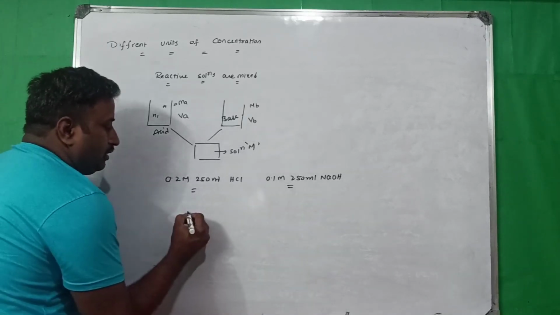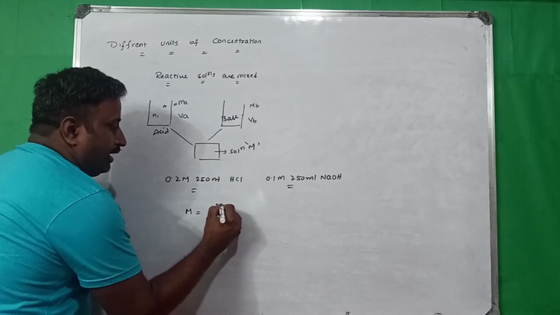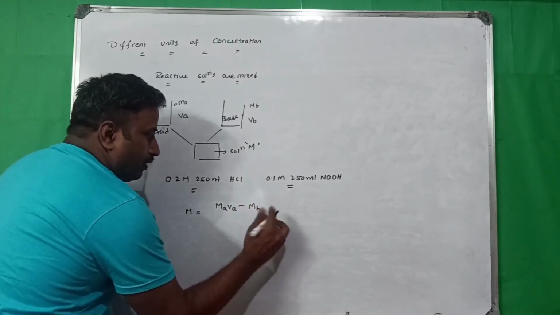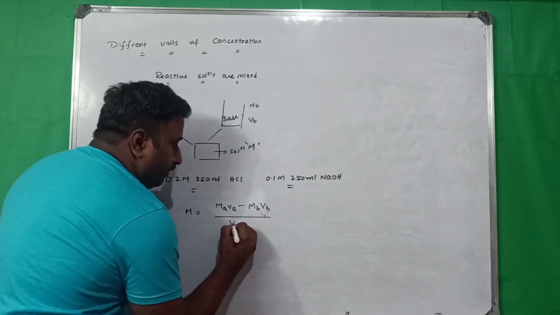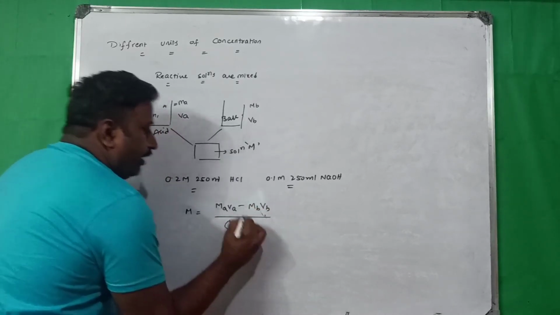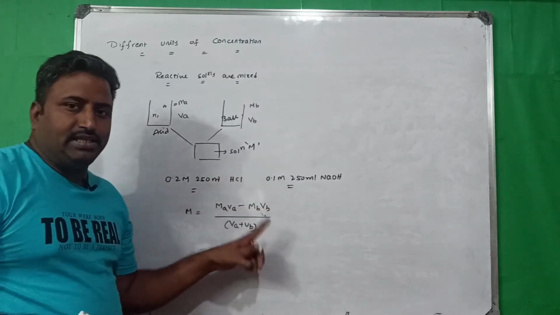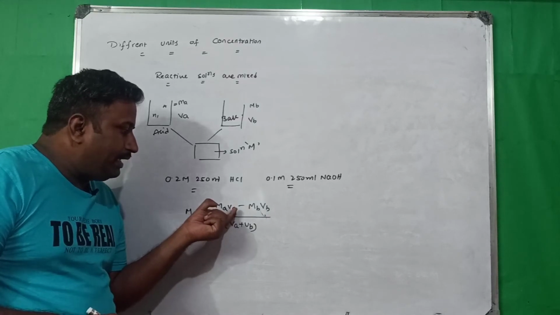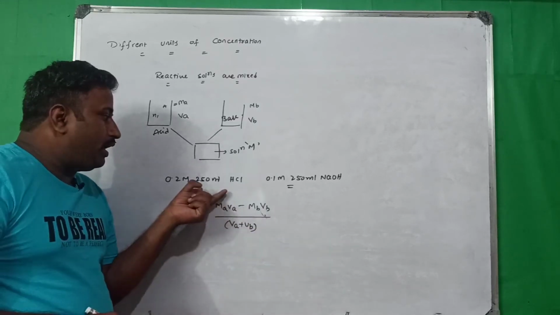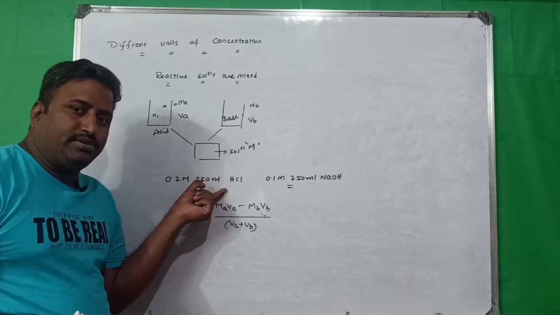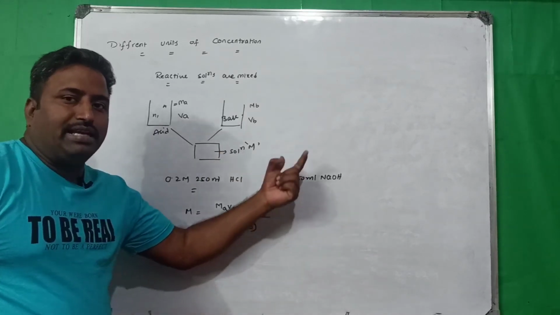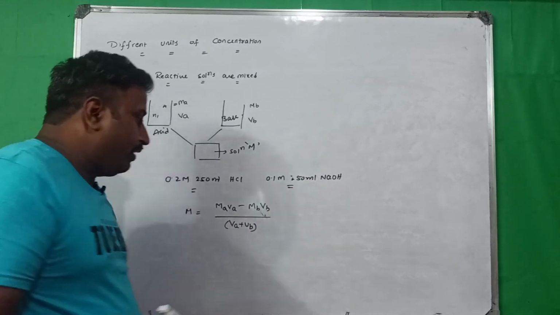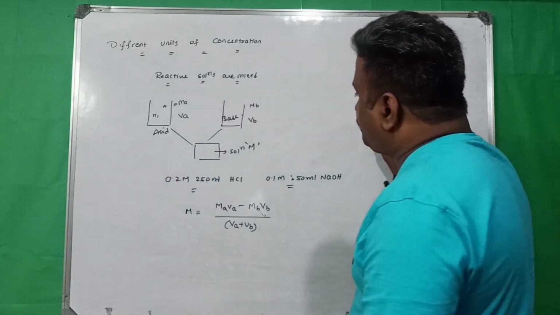So for that, resultant molarity is equal to MAVA minus MBVB upon VA plus VB. Why are we subtracting? Because they are reacting with each other. When you subtract, you should always subtract lower moles from higher moles. Here the number of moles of acid is more, so you subtract acid minus base. If somewhere base moles are more, you should subtract base minus acid. So let us solve the same question.